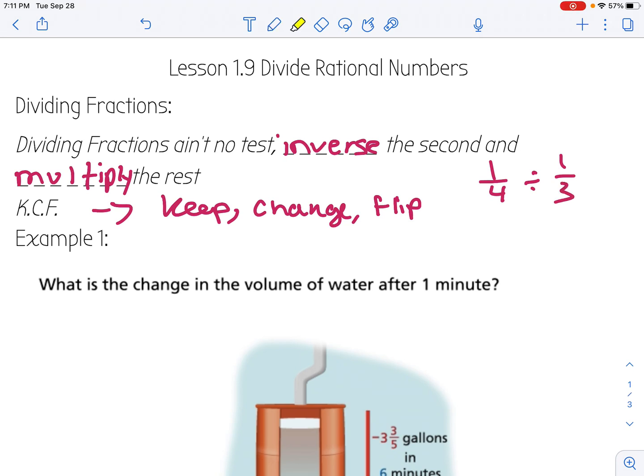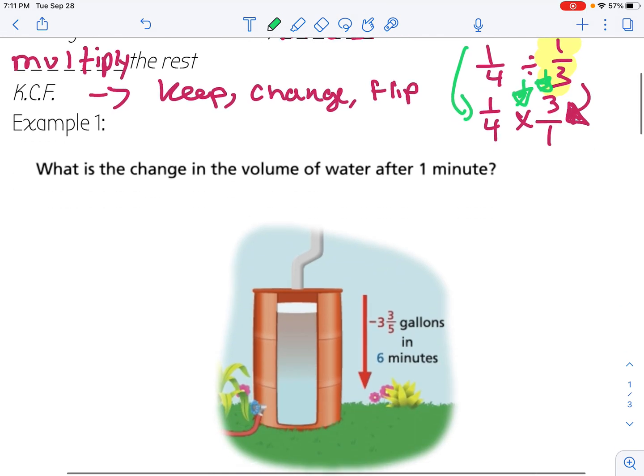dividing fractions ain't no test, inverse the second. So inverse means to flip or do the reciprocal. So instead of 1/3, I would have 3/1, and then multiply the rest. And that's exactly what keep, change, flip is saying, because as you can see, you keep the first fraction the same, you change division to multiplication, and you flip the second fraction. So now that we know those, let's go into some examples.